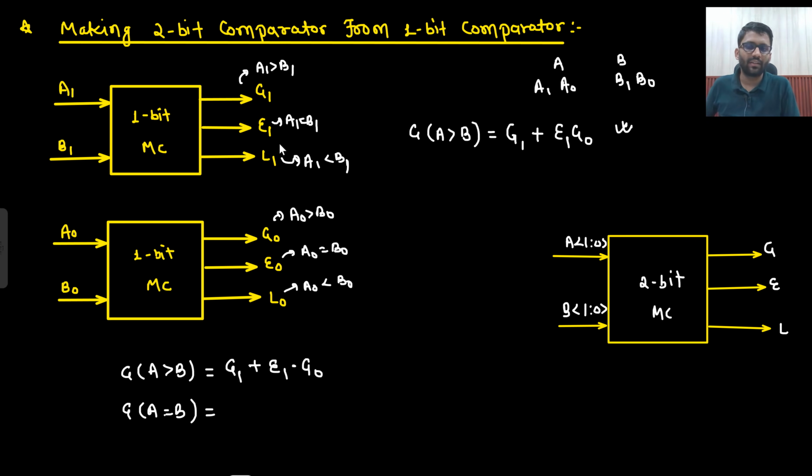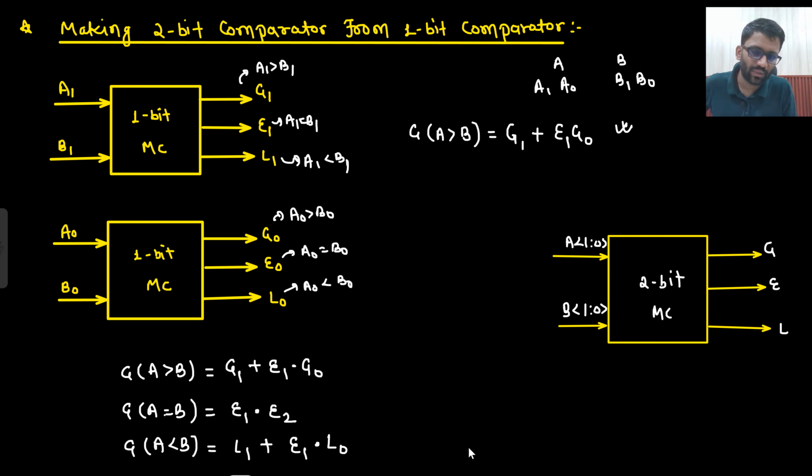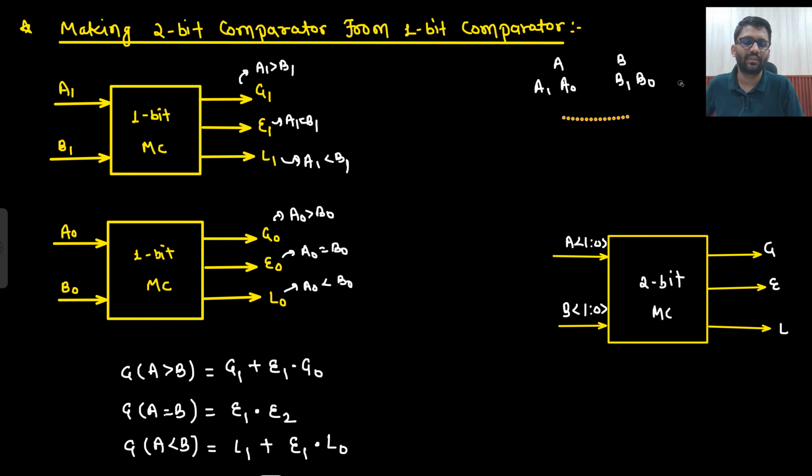What would be that condition? A1 should be equal to B1, and A naught should be equal to B naught. What about A less than B? B1 should be greater than A1, or, if A1 is equal to B1, then at least B naught should be greater than A naught. So these are the final expressions, right?